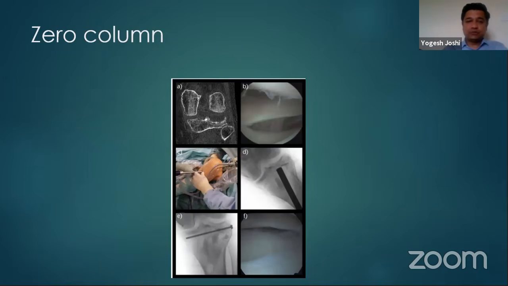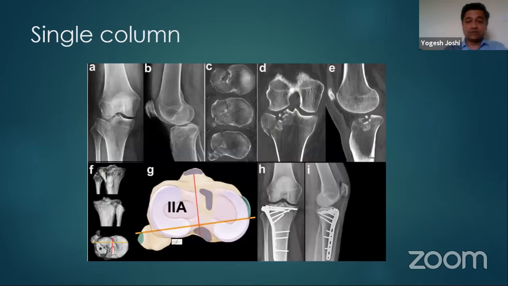So going through the treatment options, the zero column is basically just depression. This can be treated without opening up the fracture. You can just use X-ray guided TEMS and reduce the fracture, put some bone graft, and you can do it arthroscopically as well. If it's a single column, especially the anterolateral, you go through the anterolateral approach.